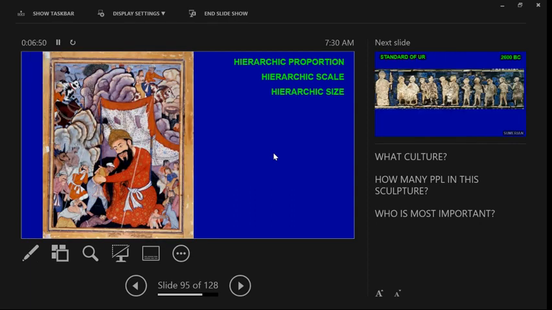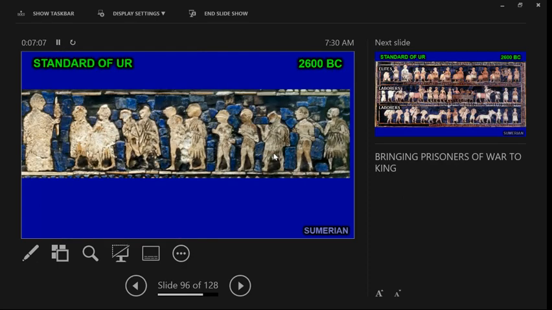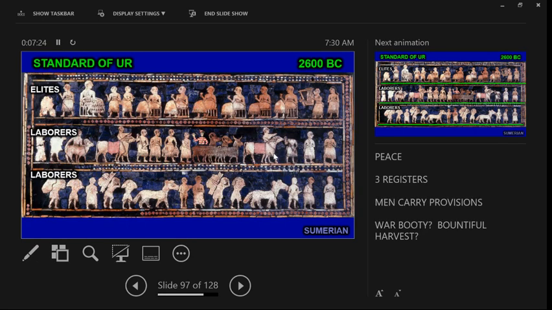All right, it happens in Asia as well. Homeboy's a giant with a big giant smile on his face. Everybody else is smaller than him. The reason why is that he is so important. This happens in many different cultures to show who is important and who is not. And once again, they're bringing prisoners of war to the king. But we're on the side of peace now.